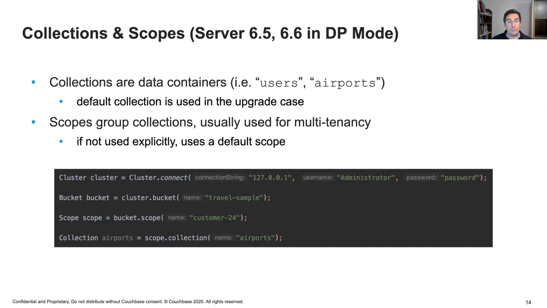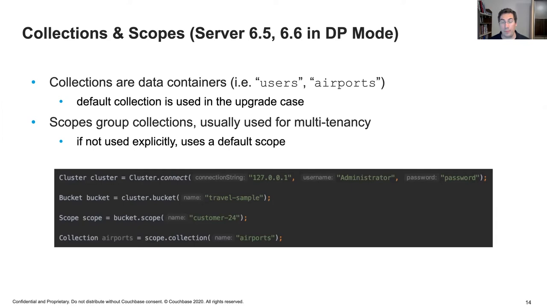So what are collections and scopes? A collection is a data container, right? If you're coming from a relational database, think tables. So you can have users, airports, whatever, and they group documents together. The big difference to tables is that each document inside your collection, very much like it was in SDK 2 at the bucket level, can look different, right? So there is no schema we enforce. There's likely an implicit schema that you have in your application, but we don't enforce it, which gives you flexibility in what you put in your documents and how they evolve.